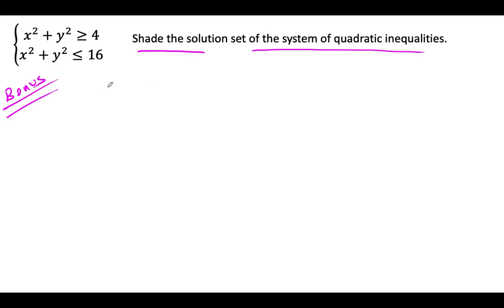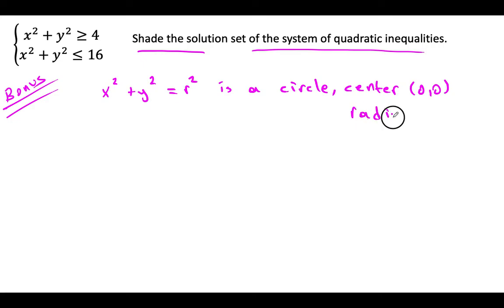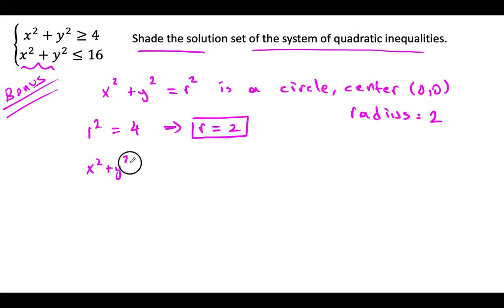Now, we should know that x squared plus y squared is equal to r squared is a circle. Center is 0, 0, and radius is 2. Why? R squared is equal to 4, then r is normally plus or minus, but radius is a length, so it can only be positive. And the second one, similarly, is 4 squared. So it's clear that r is equal to 4.